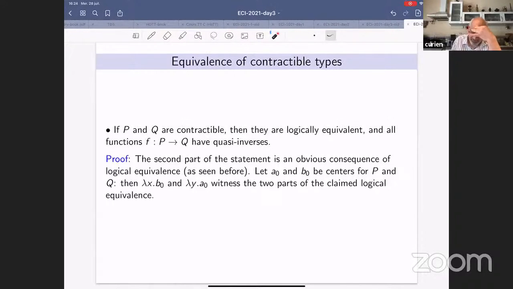Why is it so? Because they are not empty, since a contractible type is inhabited. So you can define a function from P to Q. We have done this before, the constant function that goes to the center, and reciprocally. So we know that they are logically equivalent, and we already know that logical equivalence for propositions is the same as equivalence. So they are also equivalent. And also all functions that go from P to Q have quasi-inverses. More precisely, if I take any pair of functions f from P to Q and g from Q to P, they are automatically quasi-inverses for the good reason that P and Q are propositions, but this we already have seen.